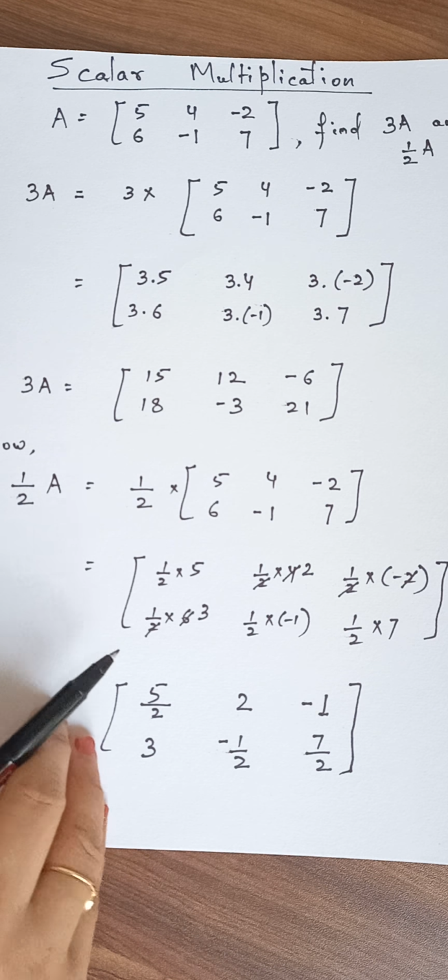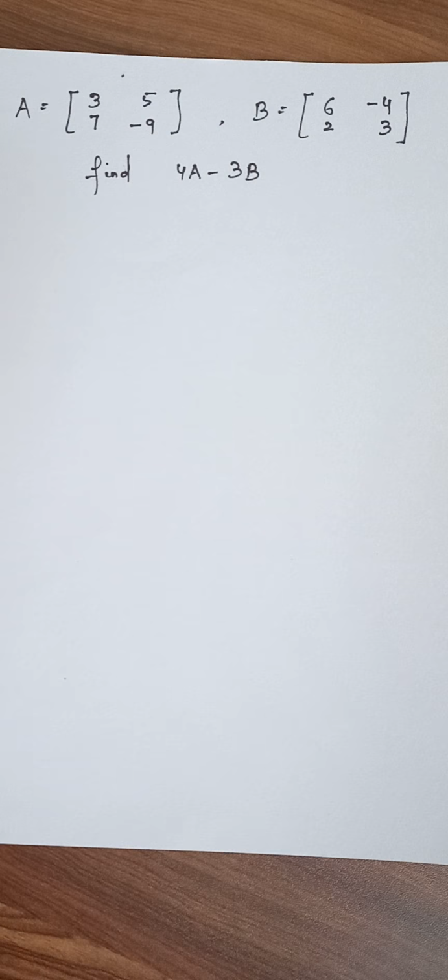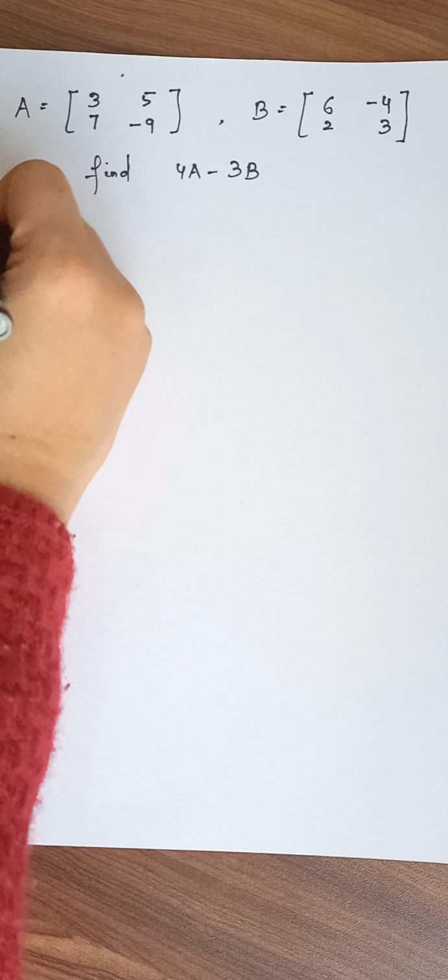Now we'll see some applications of scalar multiplication in different kinds of questions. For example, if you are provided with two matrices A and B as defined here, and we have to find 4A minus 3B. We can see that we have to do a scalar multiplication and then perform subtraction also. So the first step is to solve this.